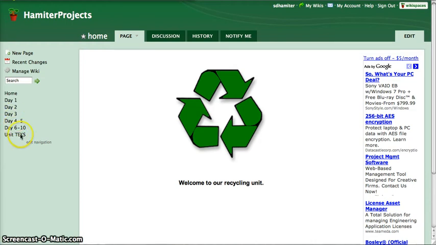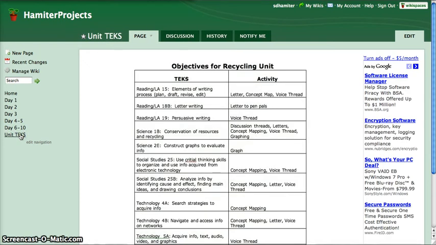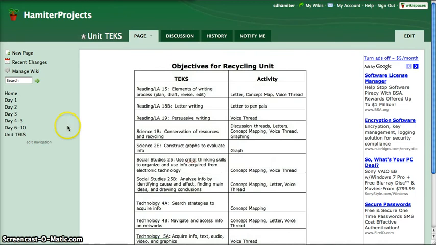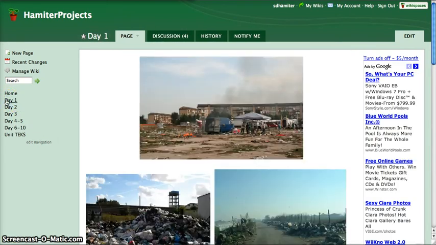At the very end, mostly for teachers, parents, and administrators, I've included the TEKS. As you can see, it's going to cover reading, language arts, science, social studies, technology. There's going to be quite a bit involved, so it's going to be something we're going to work on every day. Let's look at day one.